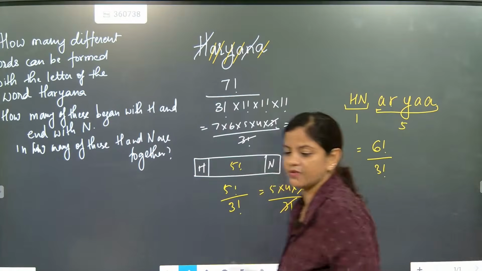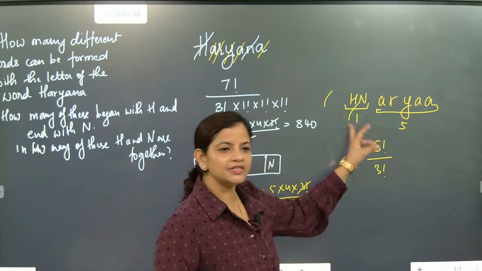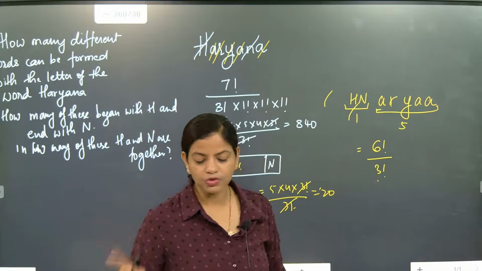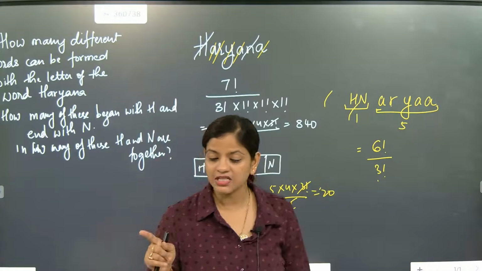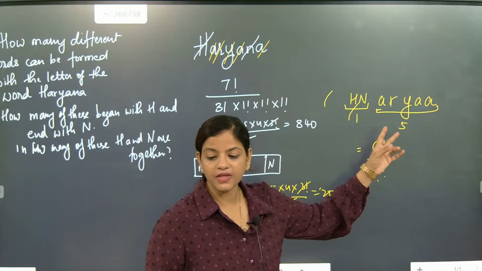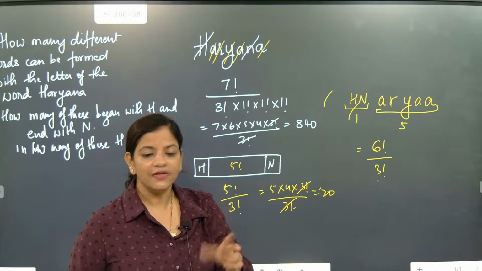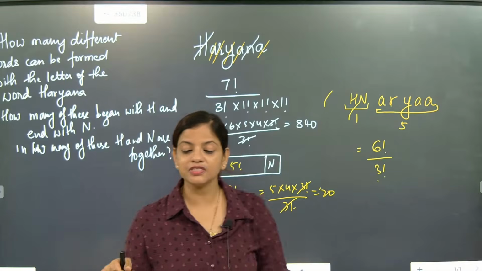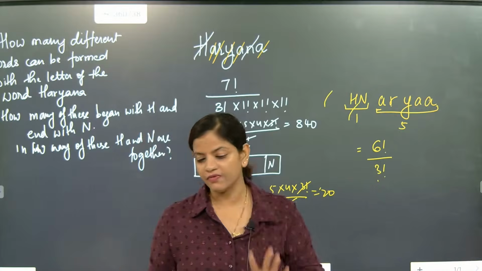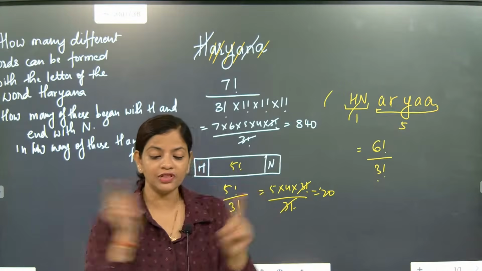But one problem is there. We must understand this one. This is coming as 6 factorial, total together, and this is exactly 3 factorial. But one most important thing here, which everybody is leaving, is that H and N are together, so they will also shuffle their place. They did not say that H will always come first and N will always come after H. If they had said that, then it would be 1. But since they have told that they are both together, they can also shuffle their place.